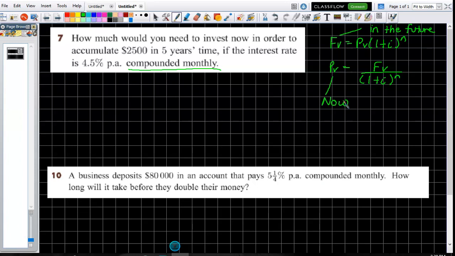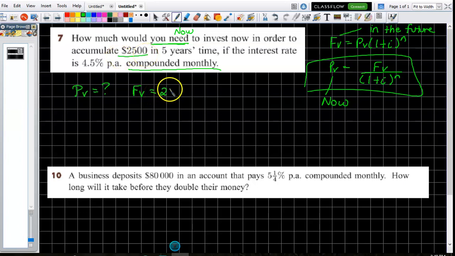So read the question and I'll ask someone in a moment, what is it? It's a read the question and it will tell you. How much would you need? So this is the now. So we're going to use this formula, right? So we're trying to find PV. It means, what do I have in the future? Well, that's your future value there, 2,500.